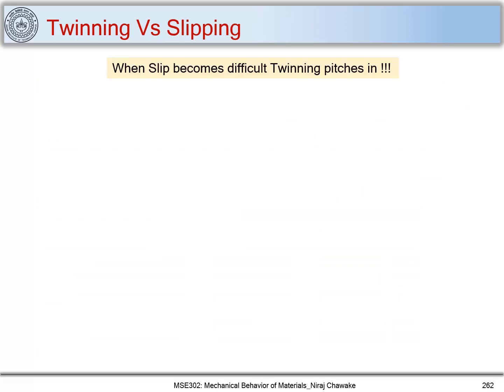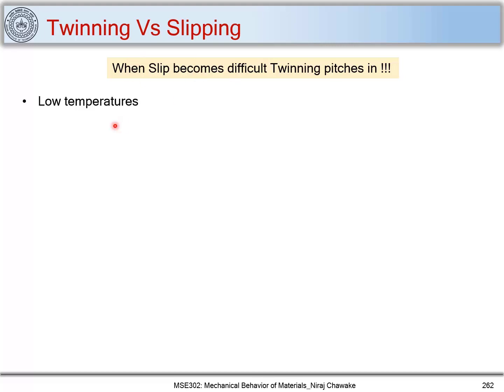So now let's consider when twinning will occur and when slip will occur. This statement I would like to mention: when slip becomes difficult, twinning pitches in. So when slip is difficult, the twinning mechanism comes in. You have to find out what the conditions are for which slip becomes difficult.